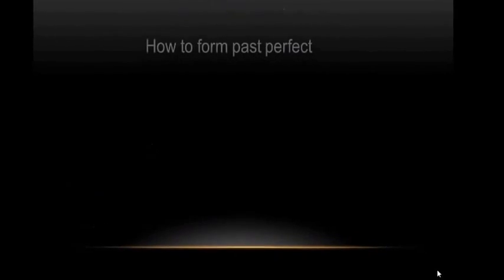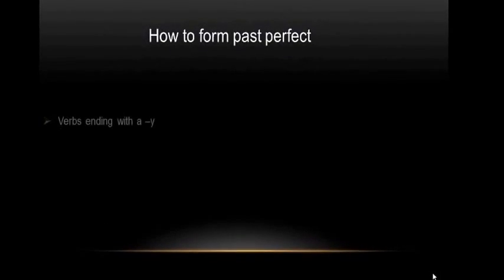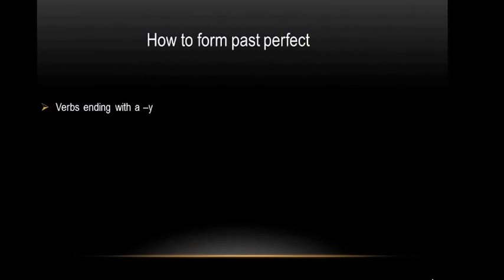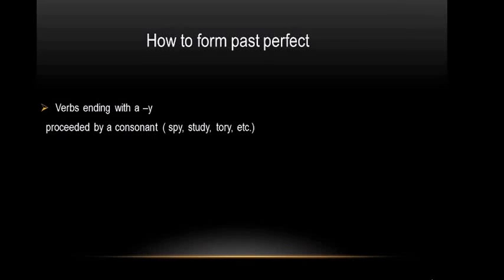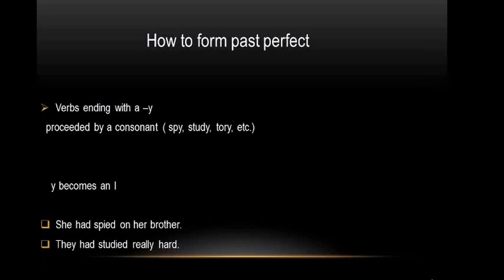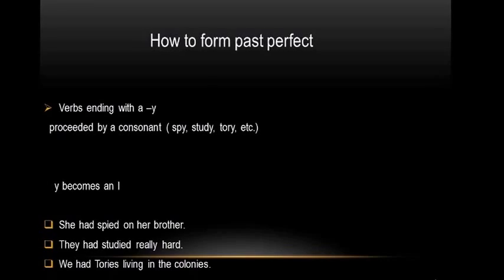As we continue on, we must pay extra attention to the verbs ending with a y, especially those preceded by a consonant, such as study, spy, toy, etc. The y becomes an i. For example, she has spied on her brother. They have studied really hard. We had tourists living in the colonies.